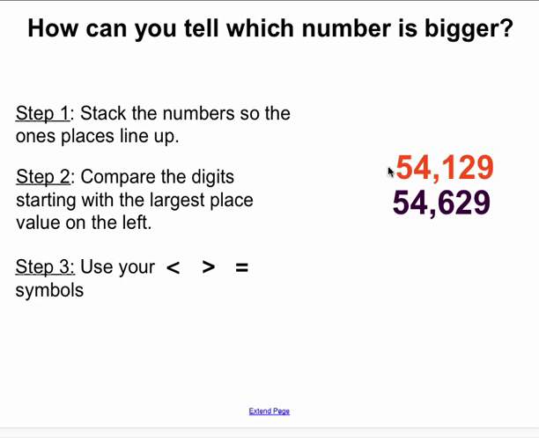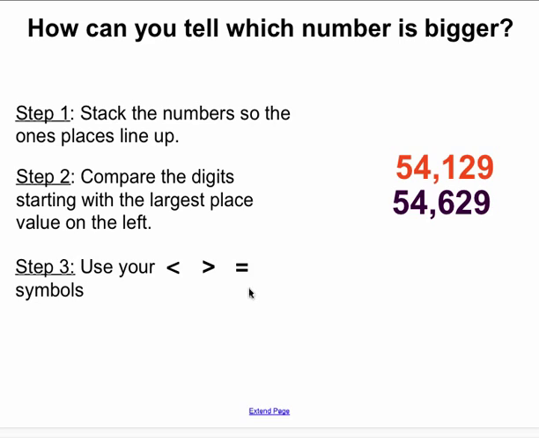Now I need to go down to the thousands place and compare. The top one has a 4 in the thousands place, which makes 4,000. The bottom number also has a 4 in the thousands place, which is 4,000. So these two place values are once again equal. So I need to travel on down to the hundreds place. In the top number, I have 100. In the bottom number, I have 600. I now know 600 is more than 100, so the bottom number is the number that is greater.